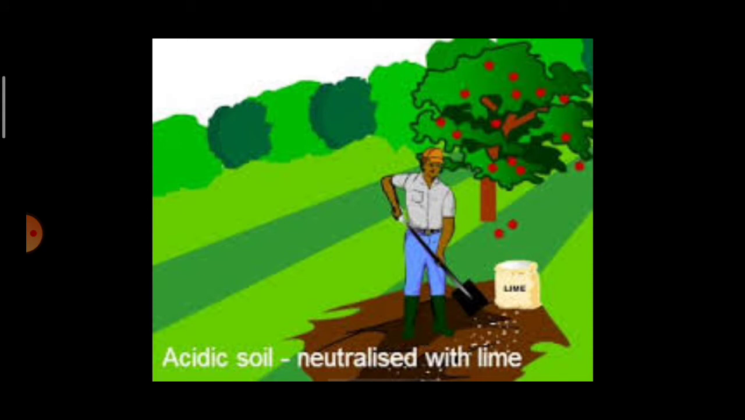So now let us discuss some importance of neutralization reaction in everyday life. We can use this neutralization reaction in the treatment of acidity of soil. If the soil becomes more acidic, we neutralize it with a base like lime. Lime is calcium hydroxide, you know that.